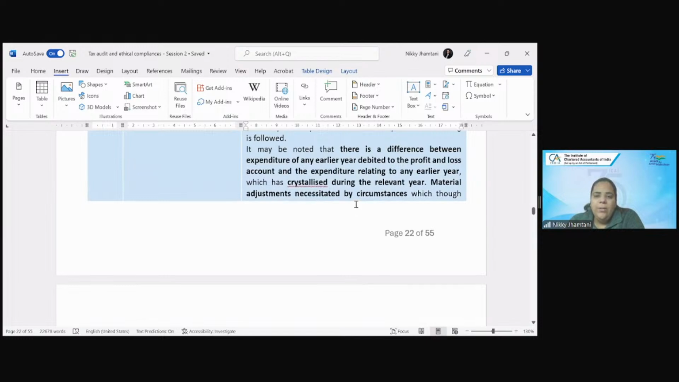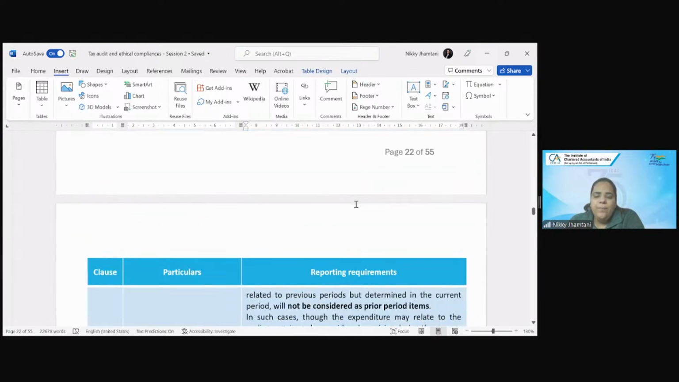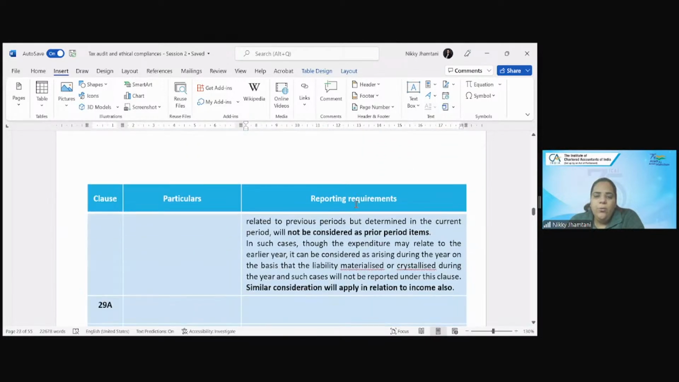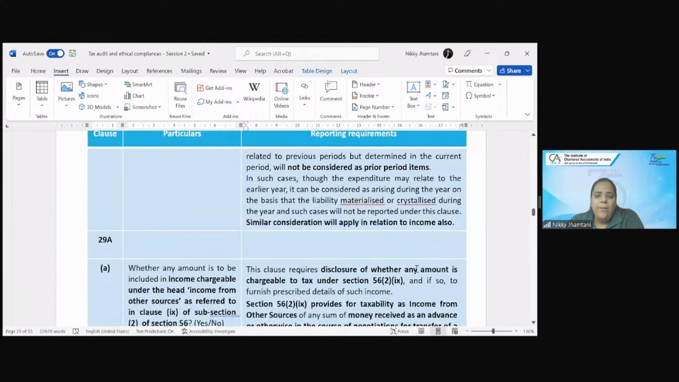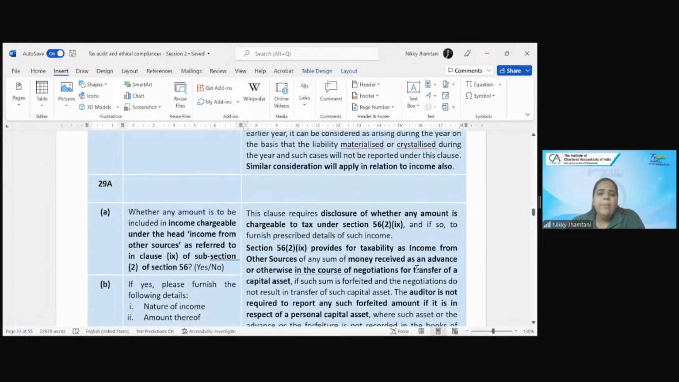Material adjustments necessitated by circumstances which, though related to previous periods but determined in the current period, will not be considered as prior period items. In such cases, though the expenditure may relate to the earlier year, it can be considered as arising during the year on the basis that the liability materialized during the year, and such cases will not be reported under this clause. Similar consideration will apply to income as well.